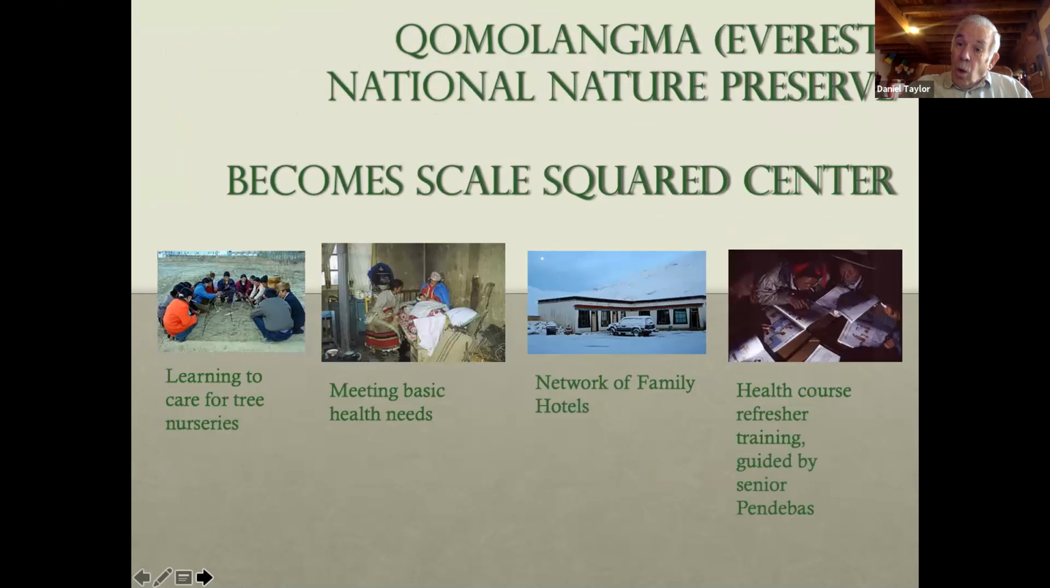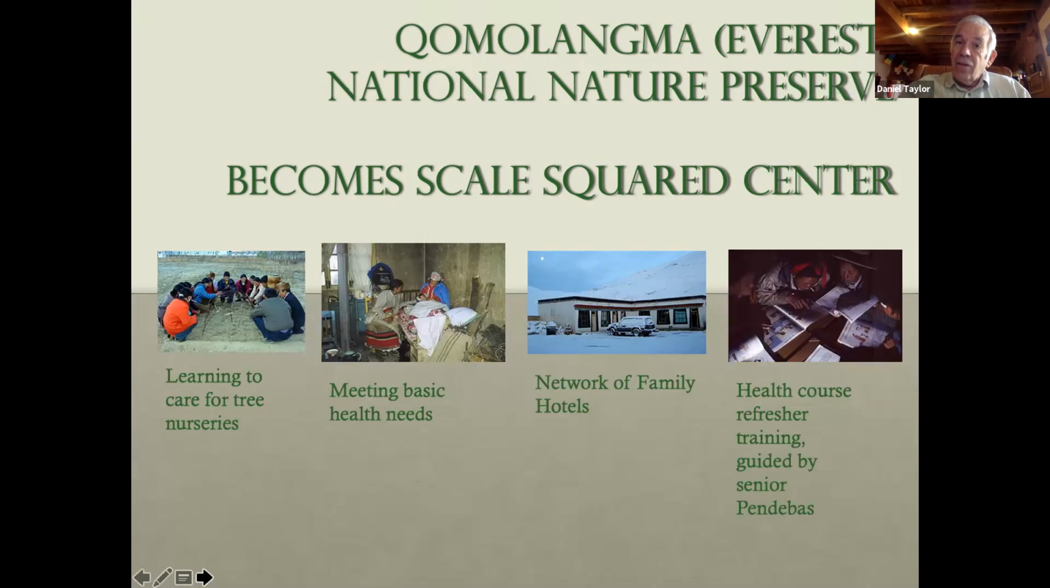And a wide range of community development services happened. They learned to care for trees, manage basic health needs. They created family hotels where tourists could come, because obviously with a place like Mount Everest, many tourists want to come. And there were health refresher courses and learning that continued to happen. Action learning, experimentation, always growing.